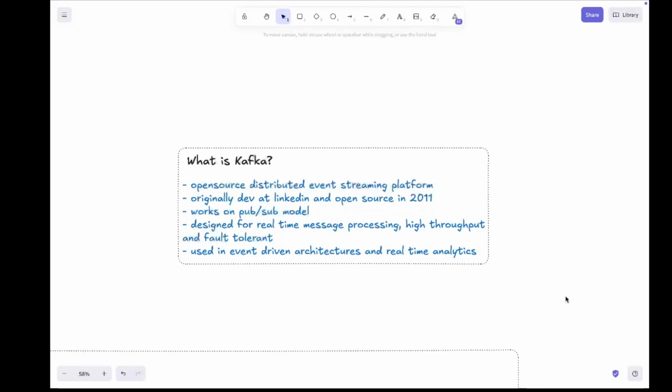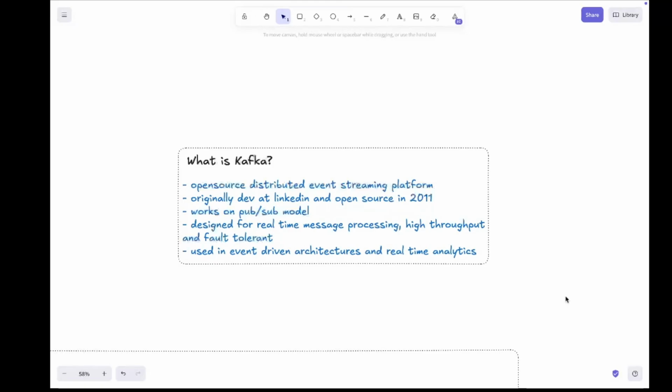It works on a pub-sub model where you have a publisher and a subscriber. The publisher publishes the messages and the subscriber pulls or reads the messages. That is your basic pub-sub model, and this is managed by a broker, which we will discuss further in the video. It is designed for real-time message processing.